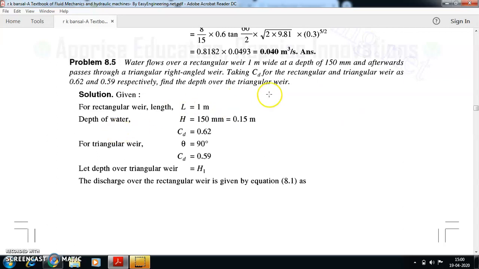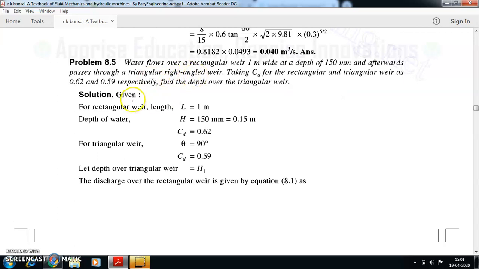Very, very important. When it comes to the weir problem, the liquid is going to flow above the weir. So above the top surface of the weir, there is a column of liquid which is flowing. That depth, that thickness of the liquid which is flowing over the weir top surface, is what is required. And here you have two weirs. First, the water will flow over a rectangular weir, that is given to you. Next, it moves over the triangular right angle weir, so this is a triangular weir where theta is 90 degrees.